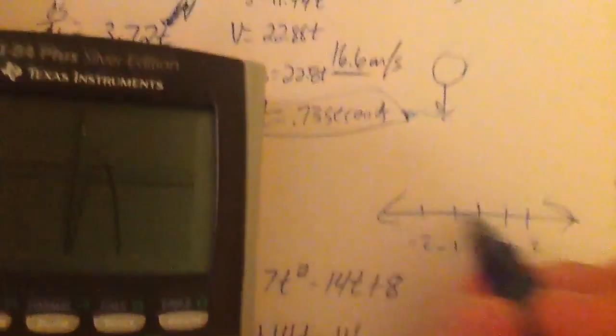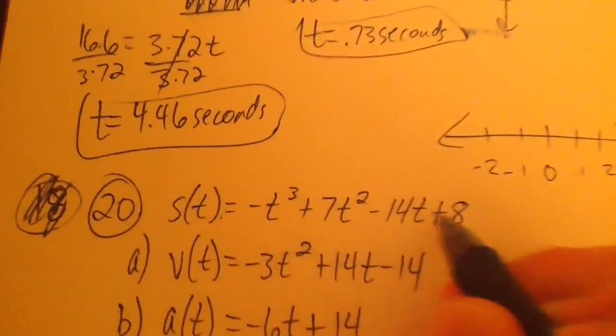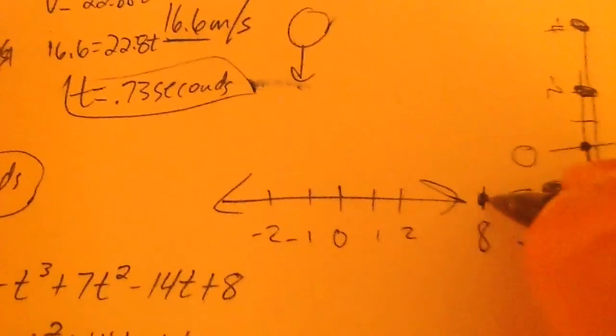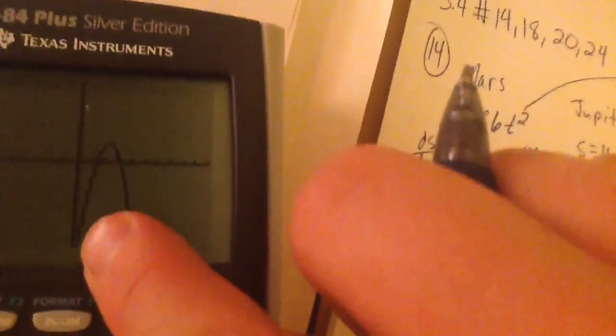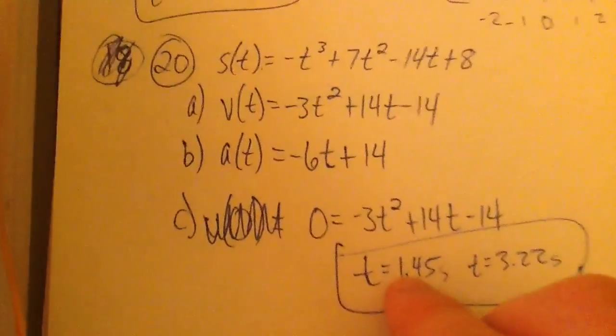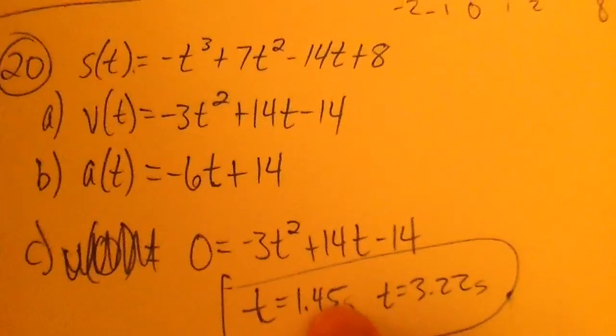I don't know where it starts, but I could figure it out. If I use my position function, when time is 0, right when this thing starts, that's 8. So this particle is going to start way over here at 8. Looking at my velocity graph, it starts with a negative velocity, and it's going to have a negative velocity until 1.45 seconds. So it starts at 8 and moves to the left for 1.45 seconds. Then it has a positive velocity until 3.22 seconds.